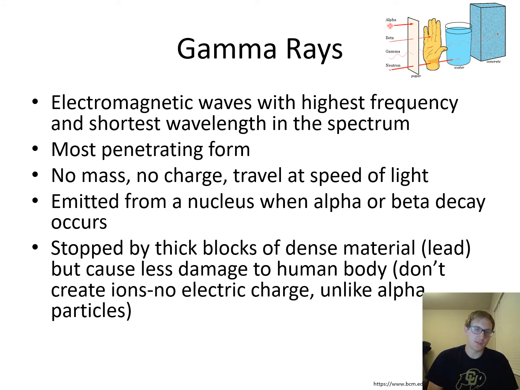Penetrating waves, emitted from a nucleus when alpha or beta decay occurs. So it's not the particles that are going to be detrimental, it is the gamma rays that are going to be detrimental when alpha and beta decay occur. They can be stopped by thick blocks of dense material like lead, but cause less damage to the human body. They don't create ions, no electric charge, unlike alpha particles. But they are, again, the most penetrating form of radiation.